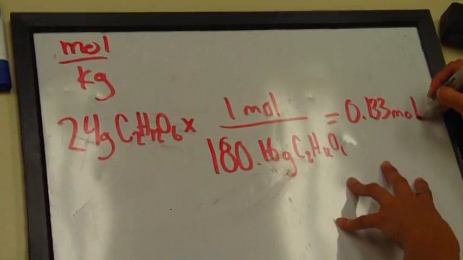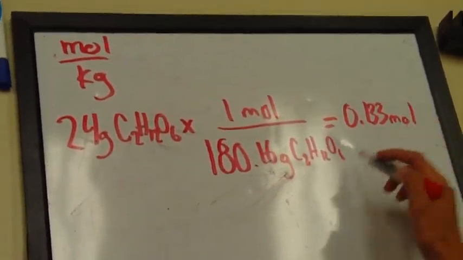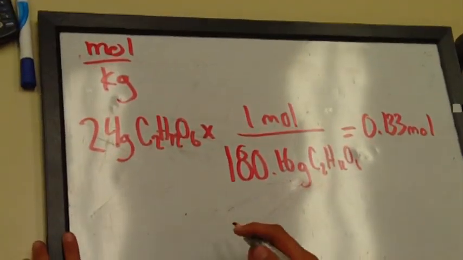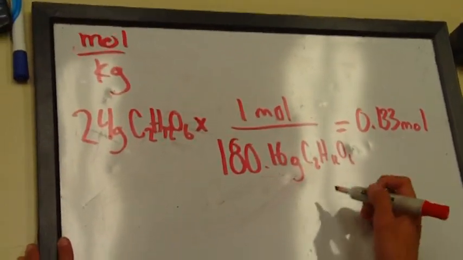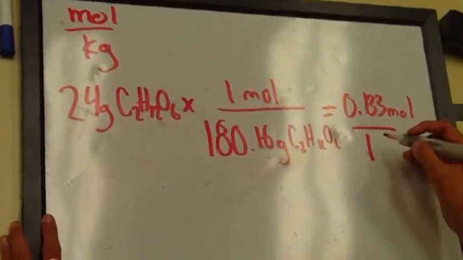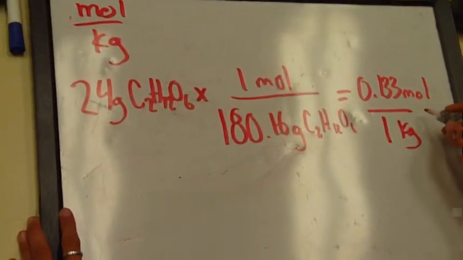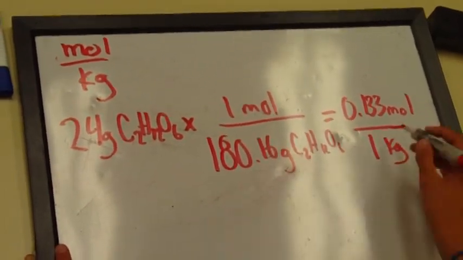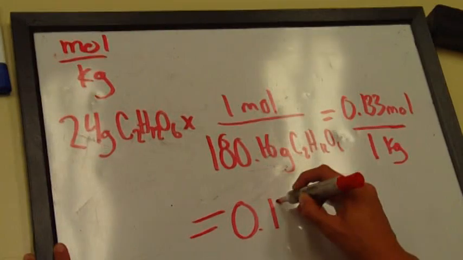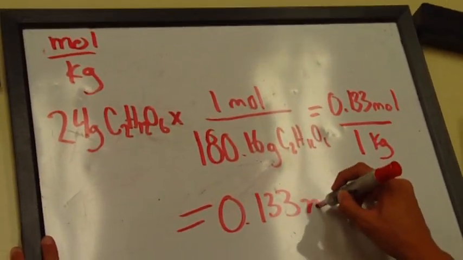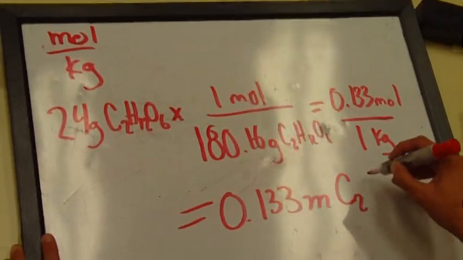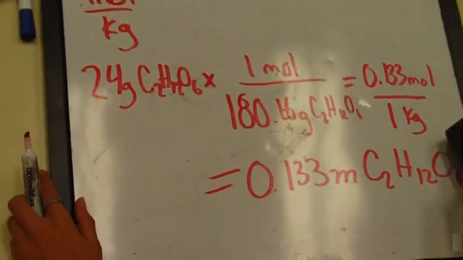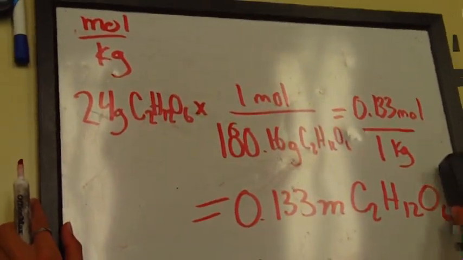After doing that multiplication, we get 0.133 moles of glucose. Now that we have it in moles, we just need to divide it over the kilograms of our solvent. So we're going to divide it by 1 kilogram of water, which is what the problem told us was the solvent. So the molality ends up being 0.133 molal. So that's the molality.